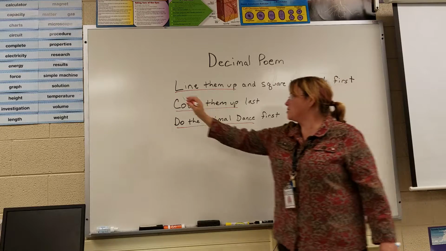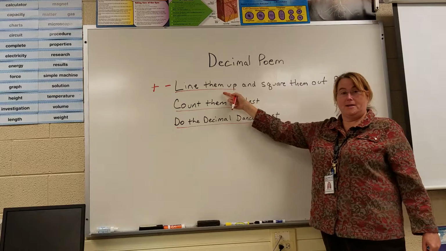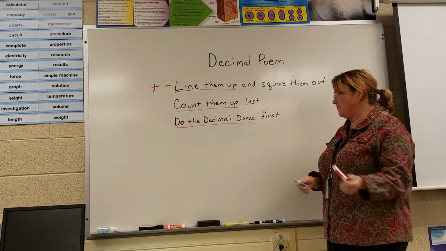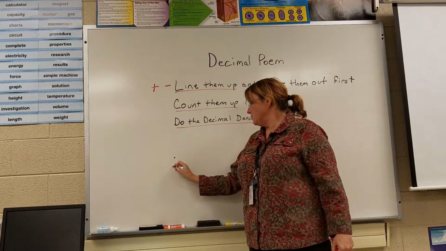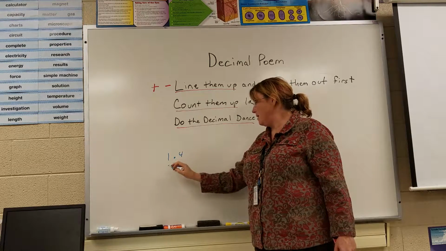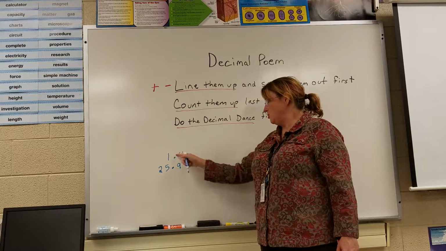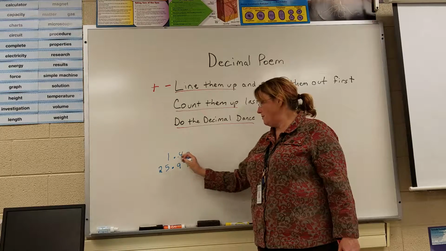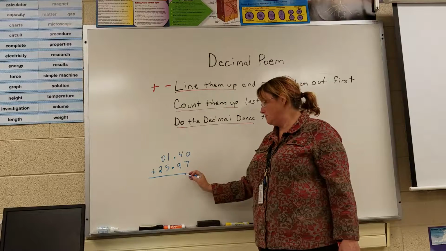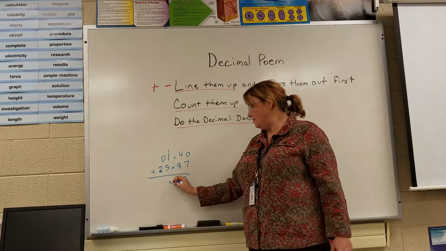For addition and subtraction, you're going to line them up, them being the decimals, and square them out first. What does this mean? You have decimals. Your decimal points line up. You have 1.4, and maybe you have 25.97. Your decimal points line up. You square them out with zeros, and now you can add those. You have created columns. 7, 13, carry a 1, decimal point comes down.